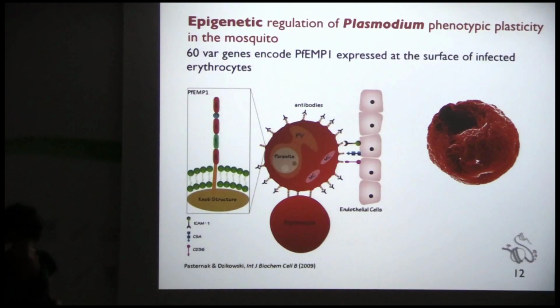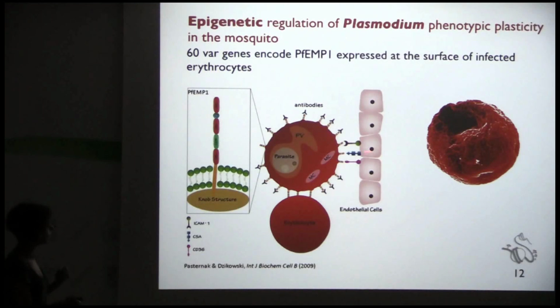One of these families is the var gene family, so this protein PfEMP1 is encoded by 60 different copies of these var genes, and the parasite expresses this protein. This is a parasite. This is a red blood cell. The parasite produces a protein, and the protein goes to the surface. On the surface, it mediates the adhesion of this infected red blood cell to the endothelial cells, and then this infected erythrocyte is not cleared by the immune system of the host in the spleen.